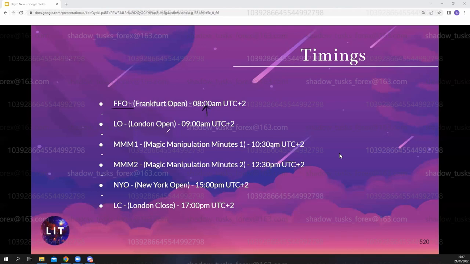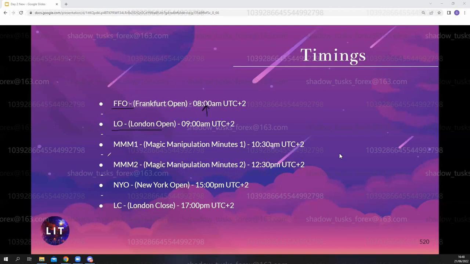So next we have London Open. London Open is 9 a.m. UTC +2. Again, convert if you prefer to convert to your own time zone. If not, you use UTC +2. So that will be 9 a.m., 1 hour after Frankfurt Open, and that is comprised of a 1 hour window. So that will be 9 a.m. till 10 a.m. UTC +2, essentially the window of London Open the lit way.